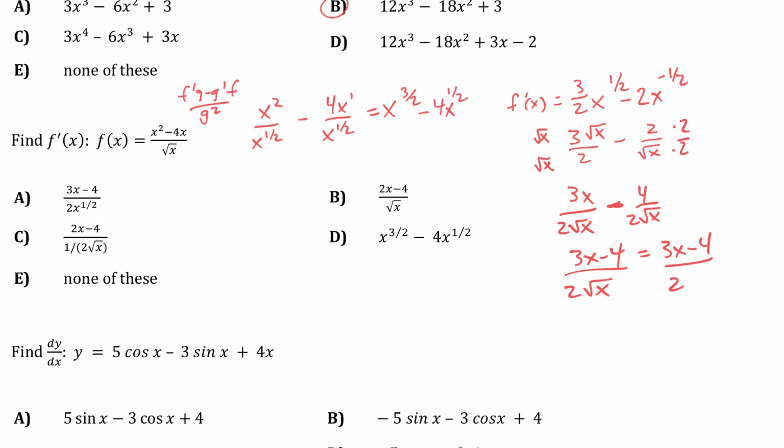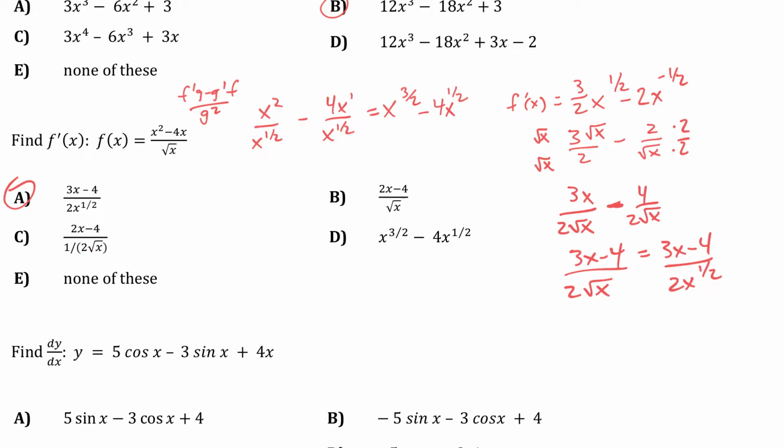So it'd be 3x minus 4 over 2 times x to the 1 half. And I believe that's exactly what we have for a. It's just kind of awkward how the formatting they have of it. So there's a bunch of algebra there. I think the calculus really just stops at this point here, and then the rest down here is just algebra.